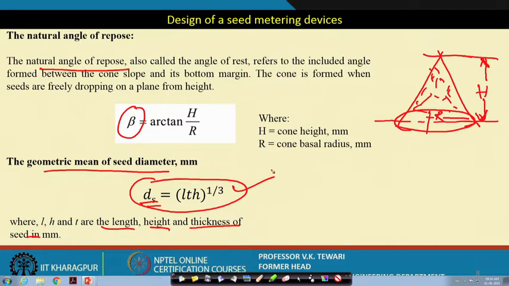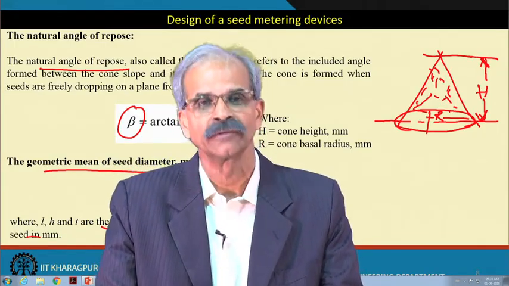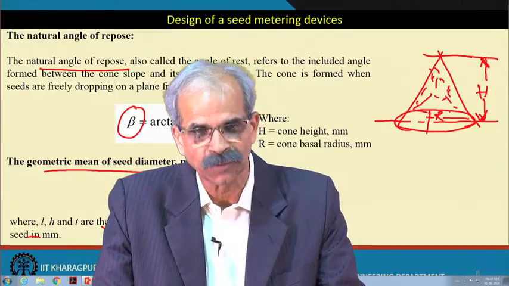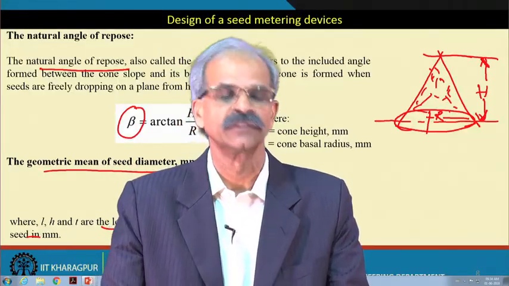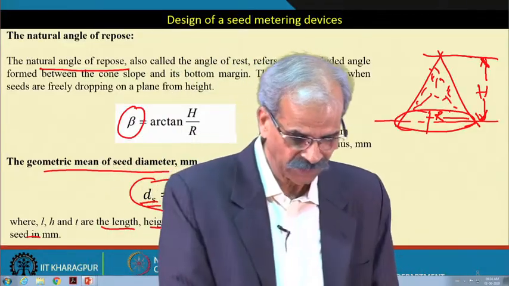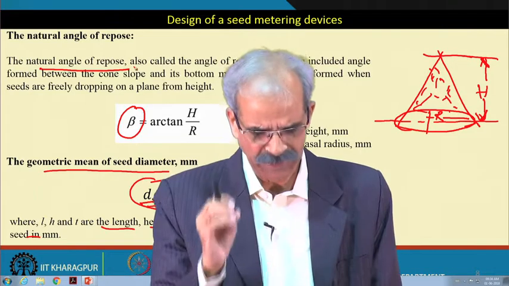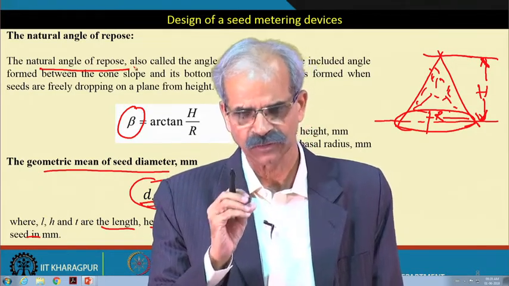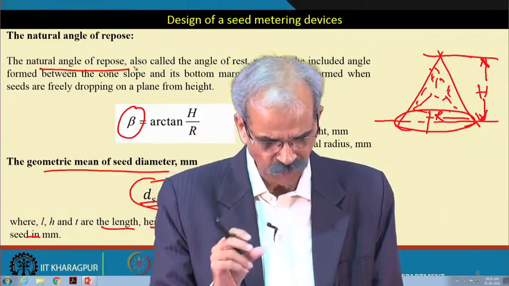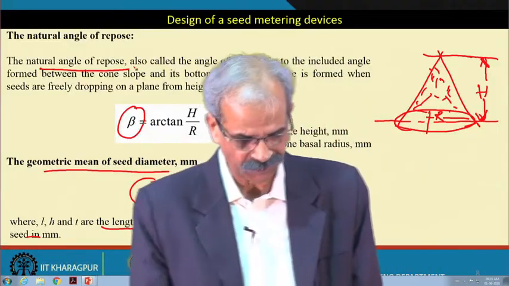These are important, because when you decide the design, you must have an idea about the seed metering device. What is the type of seed, how do we take the parameter of the seed into the design. The important parameters are the angle of repose of the seed mass when it is formed, and the seed size. So, instead of length, thickness and height, we would like to take a common parameter, which is the geometric mean diameter of the seed.